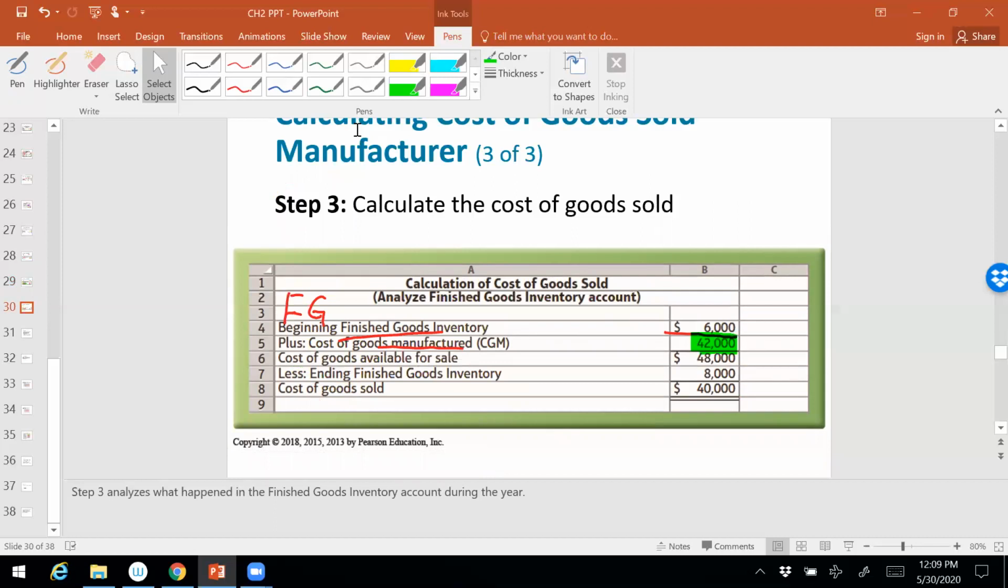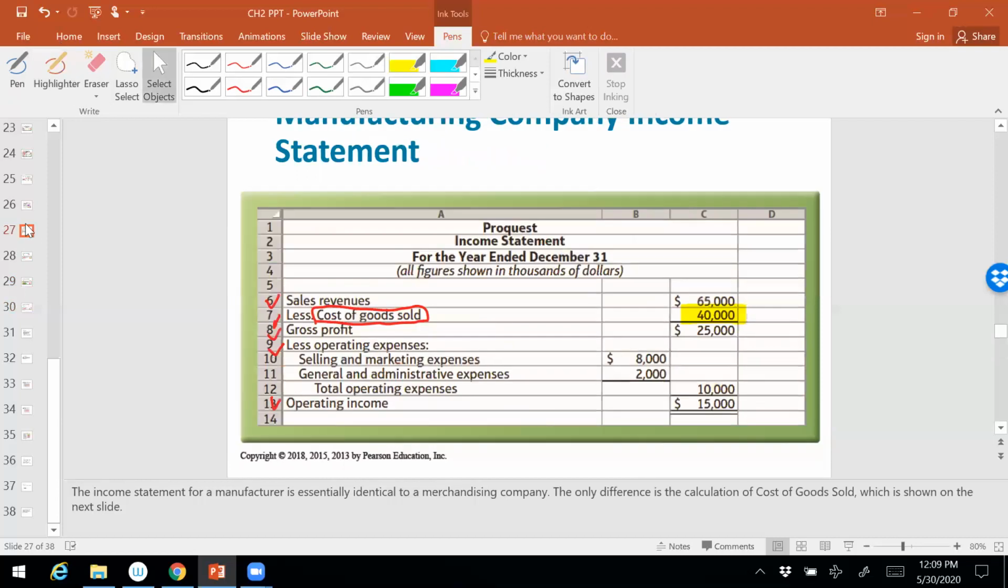So your total cost of goods available for sale will be how much? 48,000. Did you sell all of them? You have to minus your ending inventory, 8,000. So totally you sold how much? 40,000. Hey, look at this number. Why do I want you to look at this number? How do we use it?